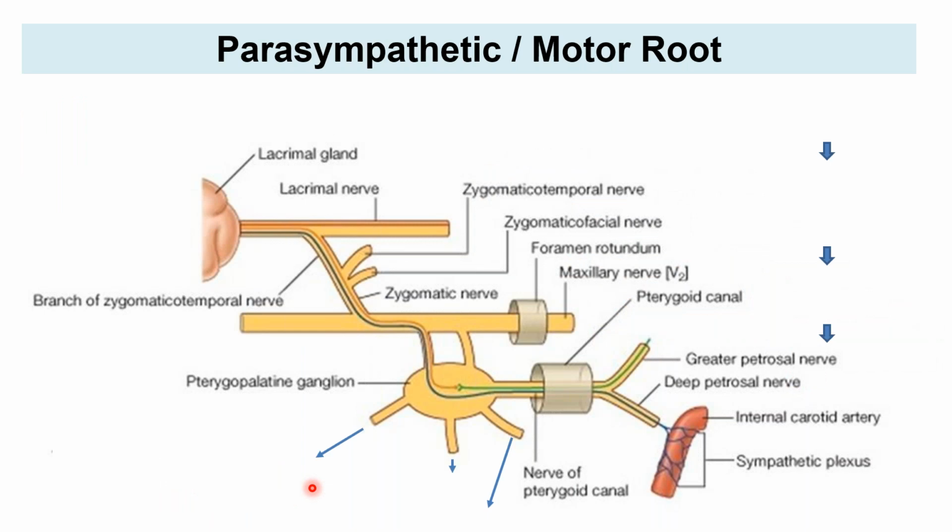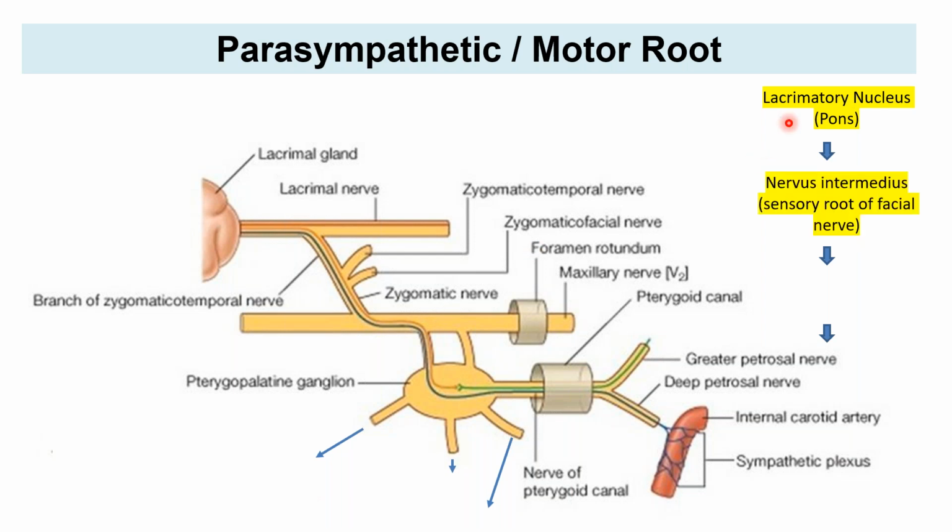So let's see the motor root in this schematic representation. In the pons, you have the lacrimatory nucleus. From the lacrimatory nucleus, the preganglionic fibers will enter into the nervus intermedius, which is the sensory root of the facial nerve. From the sensory root of the facial nerve, it will reach the geniculate ganglion of the facial nerve. This is the complete parasympathetic motor route flow chart that you should remember. From the geniculate ganglion of the facial nerve, it will enter into the greater petrosal nerve.